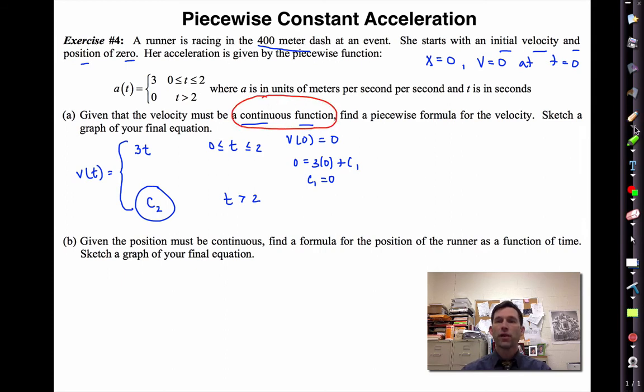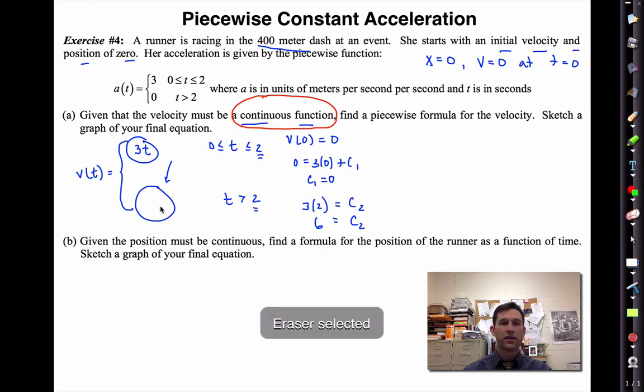So in order for velocity to be continuous, this and this have to have the same value at the cutoff point. In other words, 3 times 2 must be c2. So c2 must be 6. In fact, I'm going to write that in here, save myself some room, and there's our velocity function.